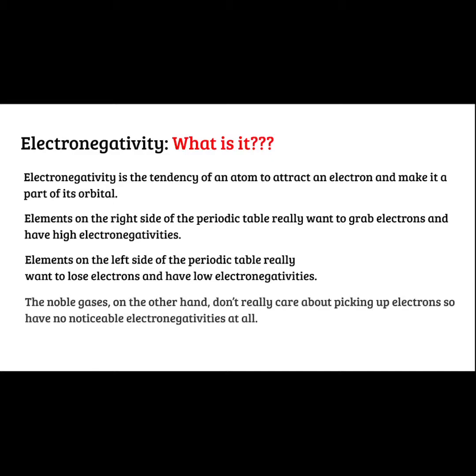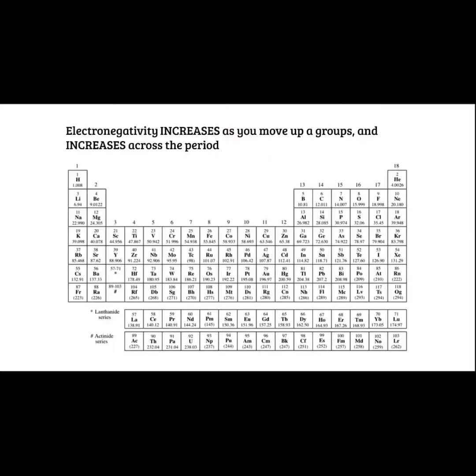It doesn't take much for group 1 and 2 to get rid of their electrons. The noble gases, they don't care about their electrons because they're happy. They have 8 valence electrons, so they have a full outer shell. So they have no electronegativity at all, and we just say that those are stable.